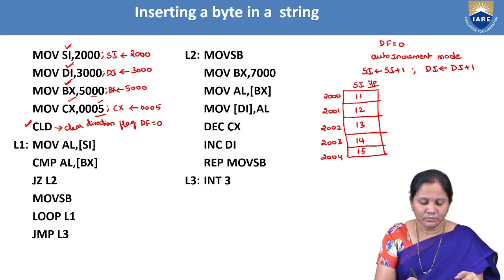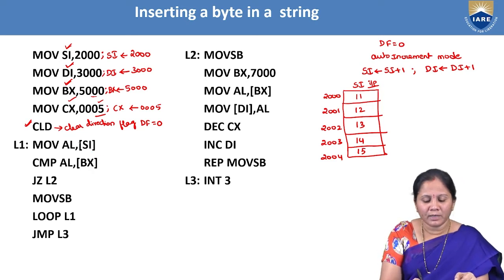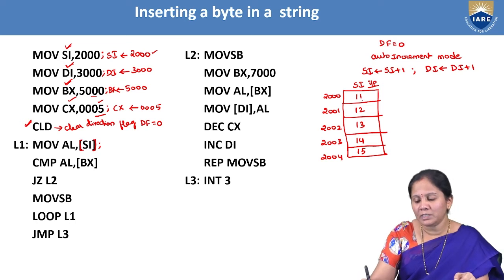And so move AL comma SI. So SI here is kept in a bracket. So it represents the content of SI will be moved into AL register. So present up to now the value of SI is 2000. So the value present in this 2000 location is 11.